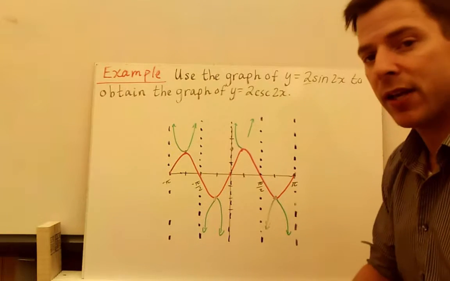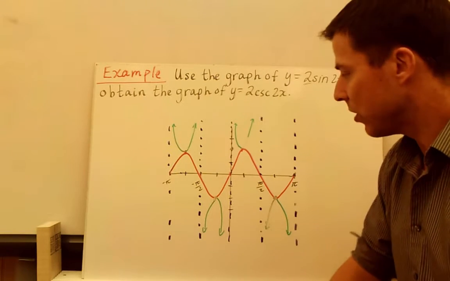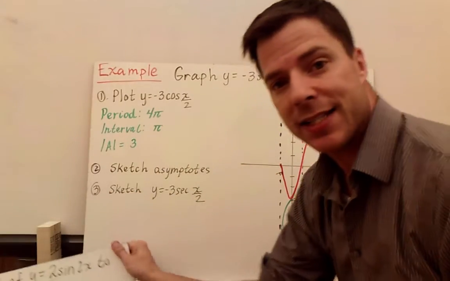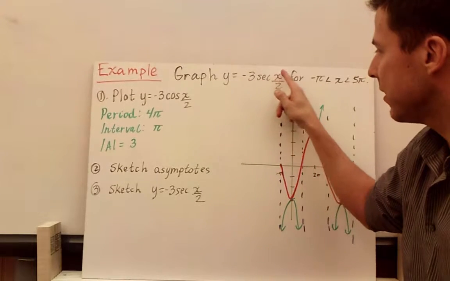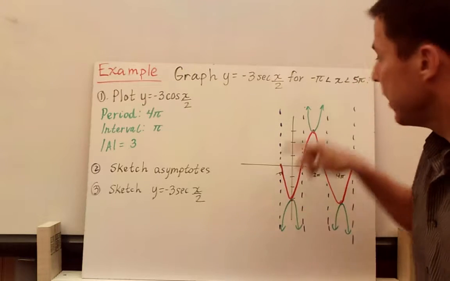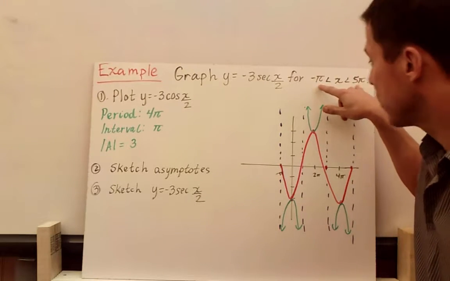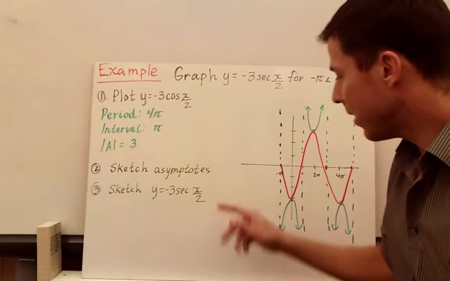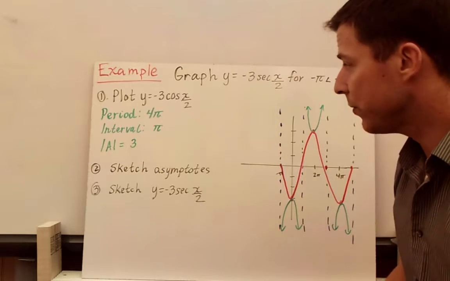So the underlying theme here is we can get our cosecant and secant graphs based on our sine and cosine graphs. Now, in the last example, I have graph y equals -3 secant of x over 2 for negative pi to 5 pi. Now these are open intervals because this is where our function would be undefined. That's why there's open at the asymptotes. So in this example, I don't have the period, I wasn't given anything. So let's see how I would do that.